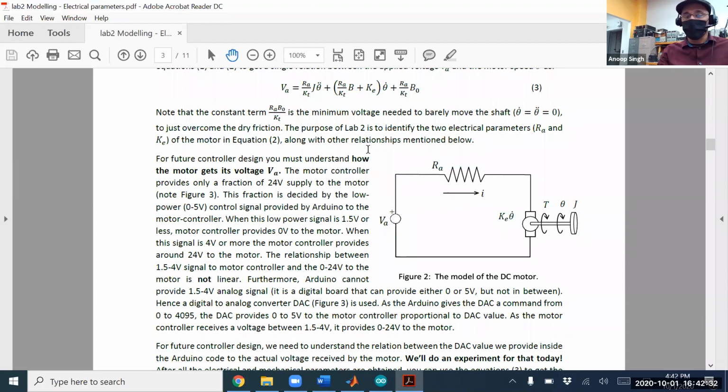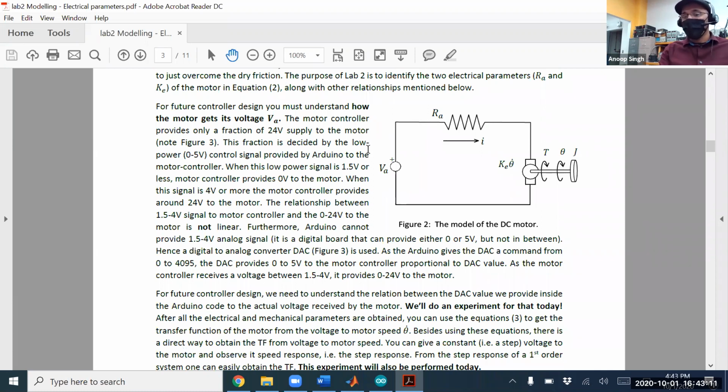The other 2 experiments are, well, we already talked about how we provide voltage. The Arduino gives a signal from 0 to 4095 to the DAC. The DAC converts that into a voltage from 0 to 5. And the motor controller is going to convert 1.5 to 4 volts into 0 to 24 volts. So there's a whole process going on over here. We want to have a relationship between what value of the DAC, or what voltage we're giving to the motor controller, corresponds to how much voltage the motor actually receives. So we'll be finding that relationship.